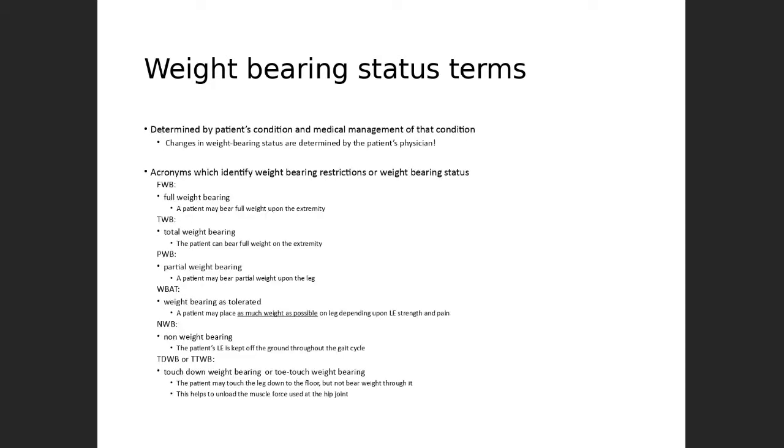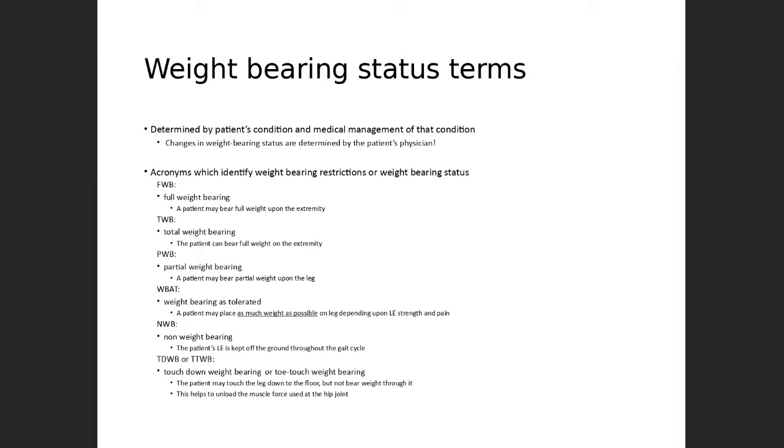So maybe you were able to identify some of these. FWB stands for full weight bearing. This is the same as TWB, which stands for total weight bearing. Both of these mean the exact same thing. They mean that the patient can bear their full weight upon the extremity.